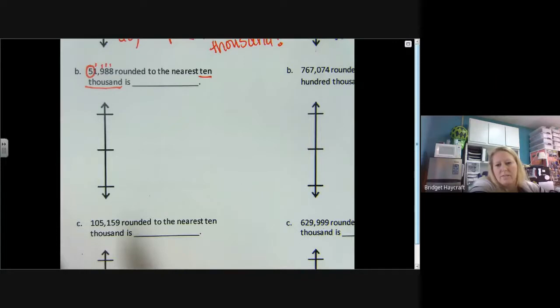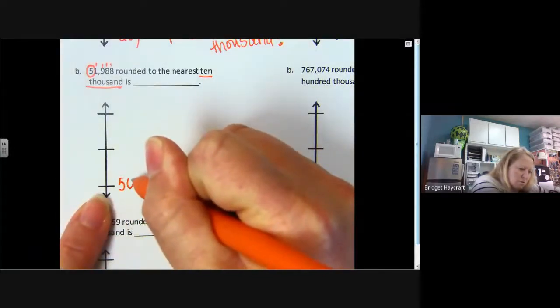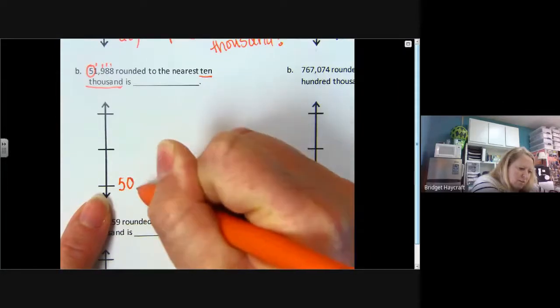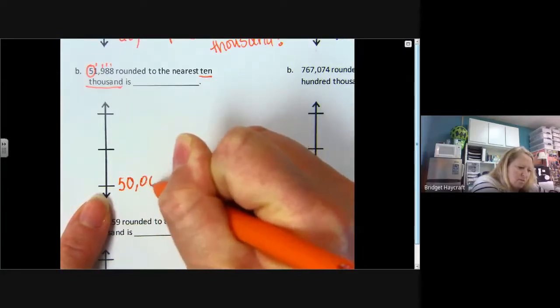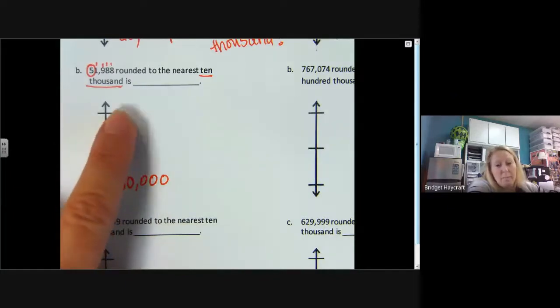There are 5 10,000s. Yes. So you would put a 5, 0 for my thousands place, 0 for my hundreds, 0s for my tens, and 0 for my ones. All right. So what is the standard form number that I would have to write up here?